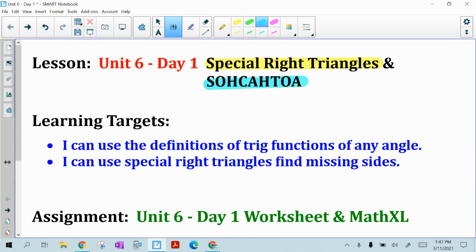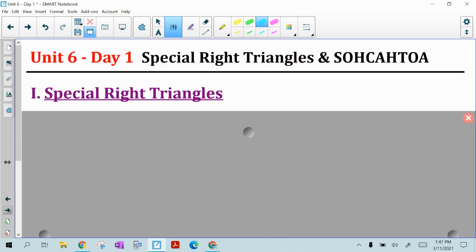We're going to be using the definitions of trig functions to help us find something, and we'll use the special right triangles to find missing sides. Yes, you do have some Math Excel to mess with, and there is a worksheet posted that will give you a little bit of practice. So let's get started first off with your special right triangles.